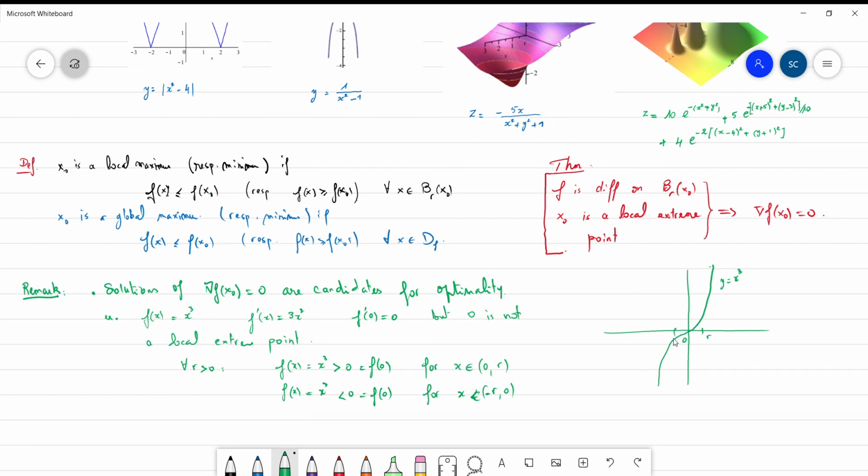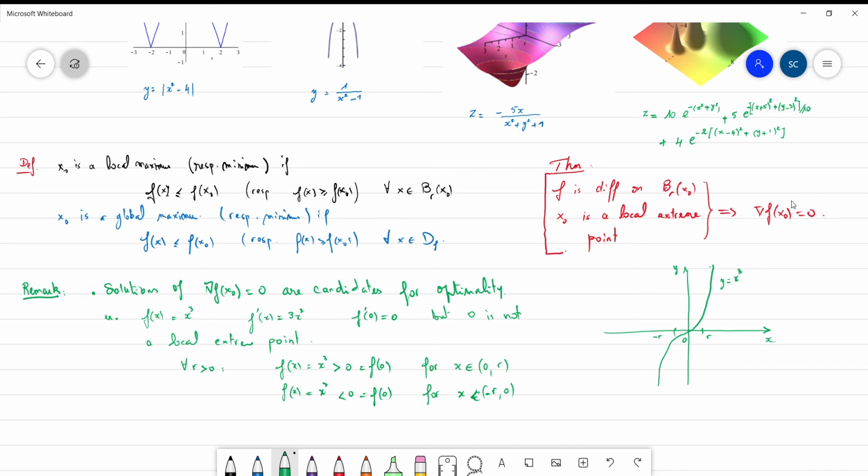Okay, this is my r. So for any r positive, we show this. So 0 cannot be a local extreme point, even though it is a solution of the derivative equals 0. So the theorem allows us just to reduce the domain of search. Instead of working in the whole domain of f, we are reduced to finding solutions of this equation.